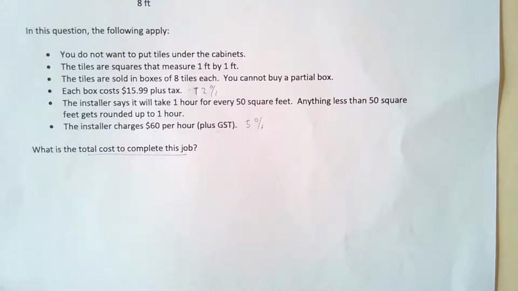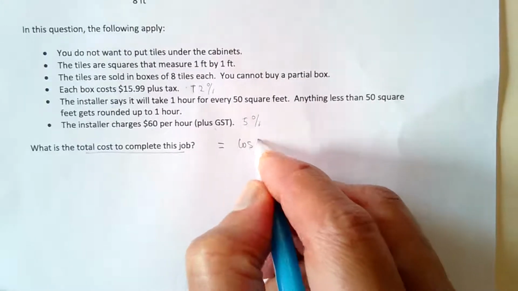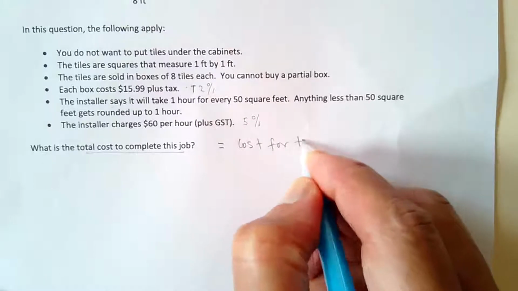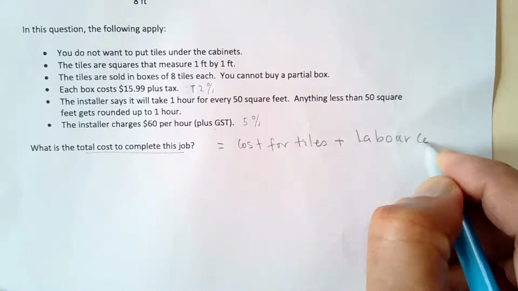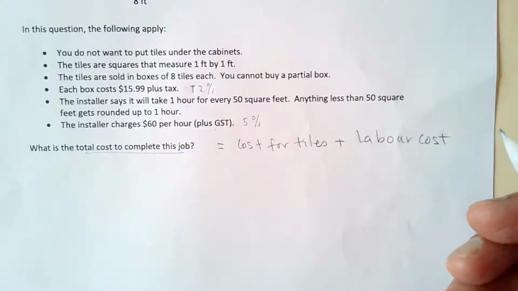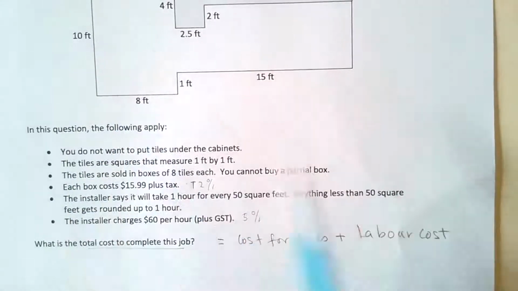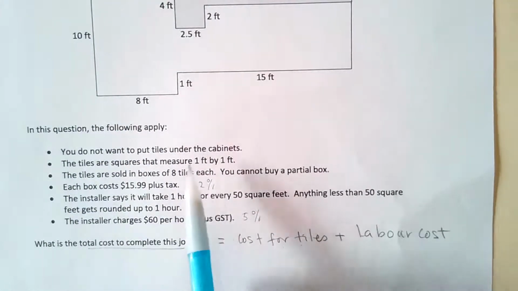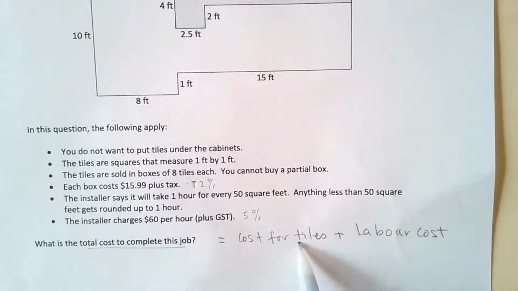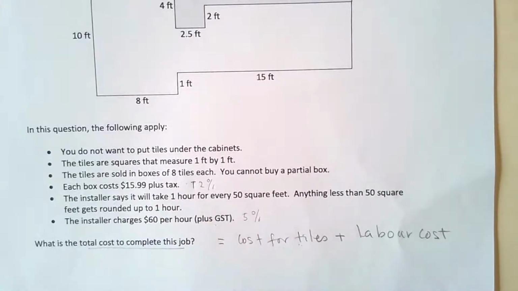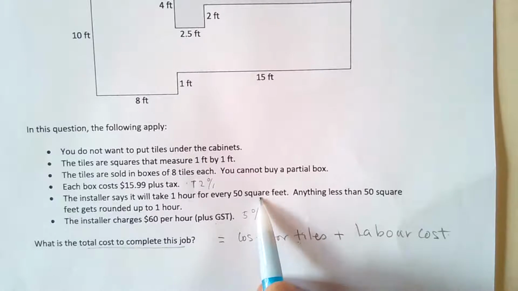Overall, we can conclude that the total cost is going to be equal to the cost for tiles plus labor costs. To find the cost for the tiles, we need to find how many boxes of tiles we need, and multiply that by the cost for each box plus tax. Then our labor costs we need to find based on how many tiles we need.